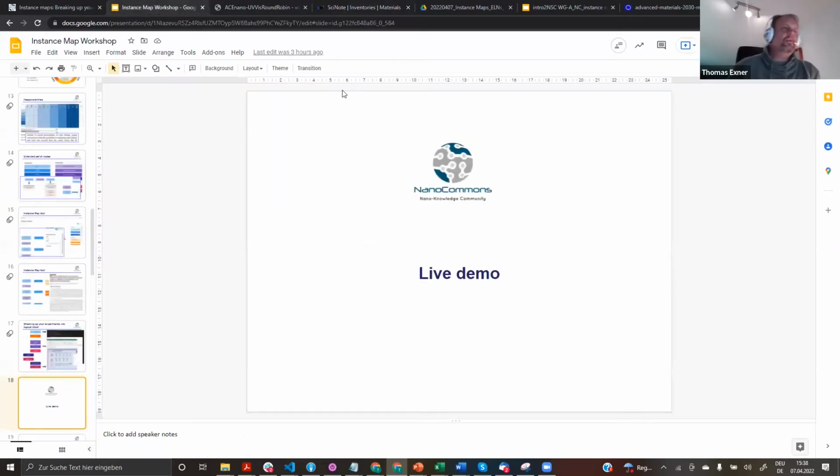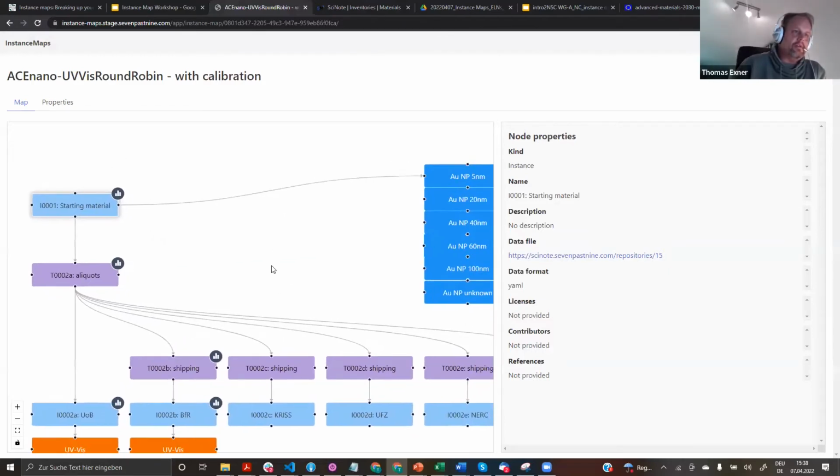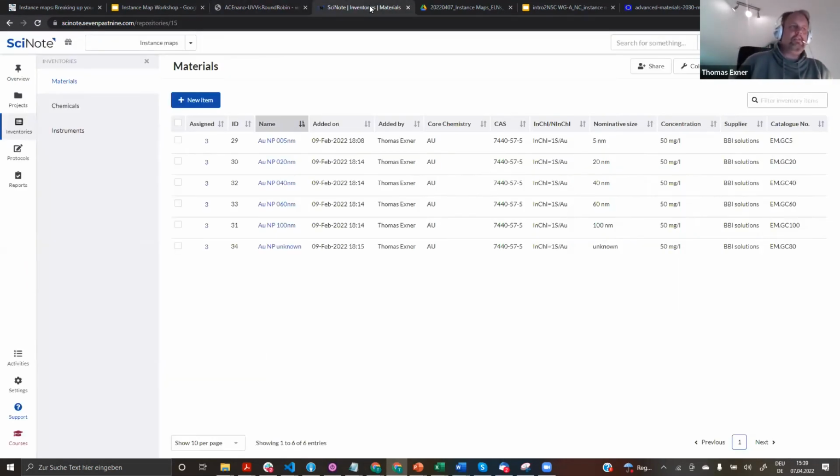Going back here quickly now to this one. The first thing is here we have the materials, and we have in principle 6 nanoparticles. 5 we know the size, the 6th one we don't. One way to describe that would be, for example, in the synode as one of these inventories, the material inventory. Then you have here the basic information on these 6 materials.